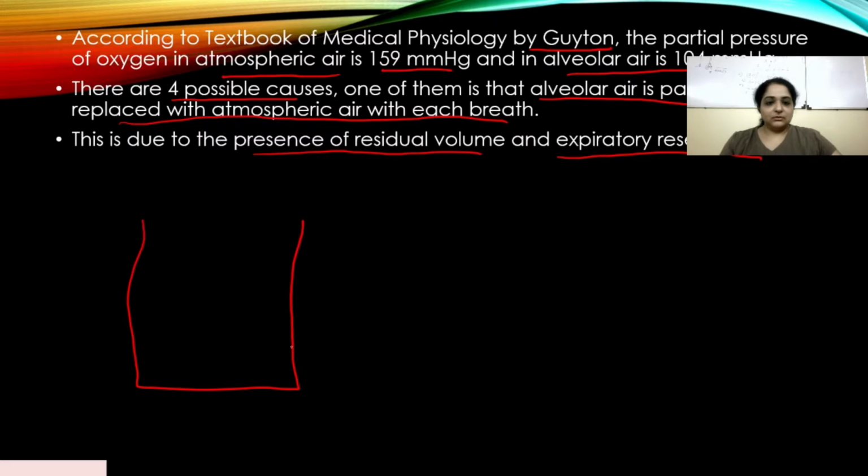You have RV. Okay, RV is residual volume. Atmospheric air enters and mixes with this residual volume. So the concentration, or the PO2, is low as compared to the atmospheric air.